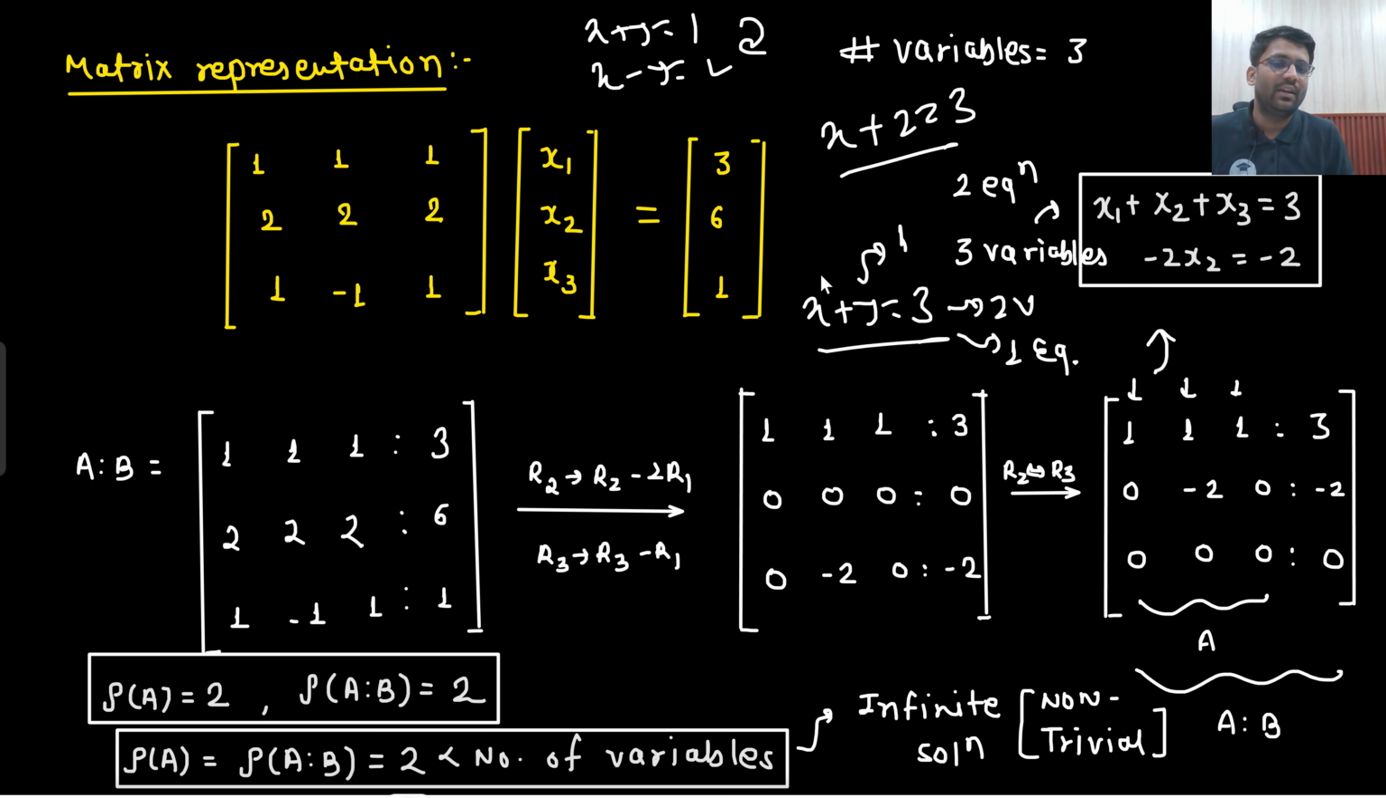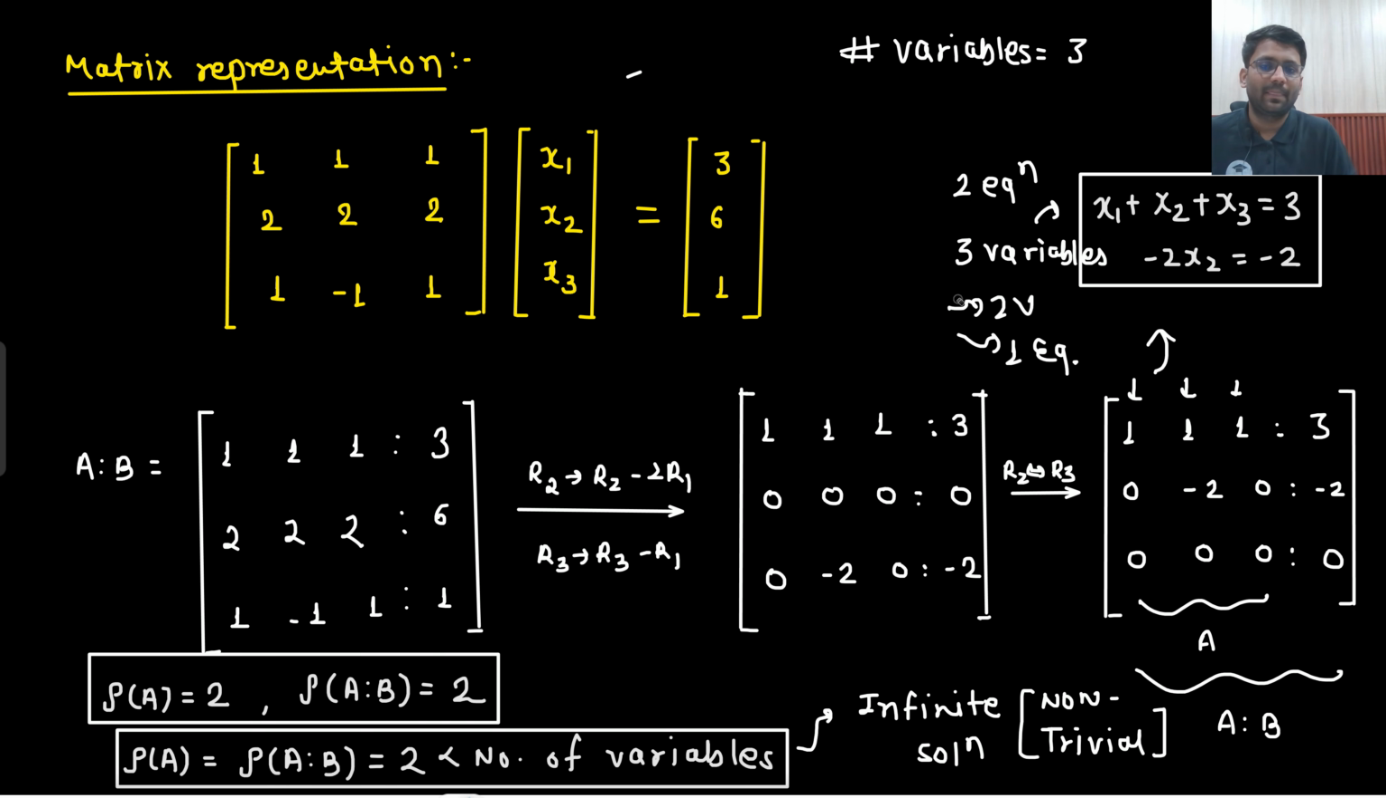Let's say y takes value 1, then x will take value 2. If y takes value 2, then x will take value 1. If y takes value 3, then x will take value 0. If y takes value 4, then x will take value minus 1. In that manner, one variable has to be free. So similarly here as well, if we are having 2 equations and 3 variables, then one variable has to be free. So we were having one free variable. Understandable?